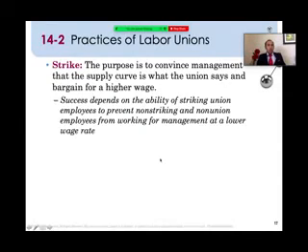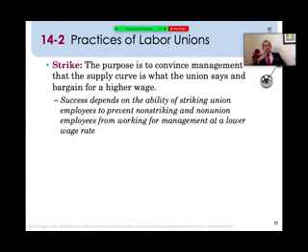So the success really depends on the ability of the union to provide a successful strike to show the employers or the organizations that their employees are demanding something that is suitable for the industry at a higher wage rate. So the success really depends on the ability of striking union employees to prevent non-striking and non-union employees from working the job that the union is asking a higher wage for.